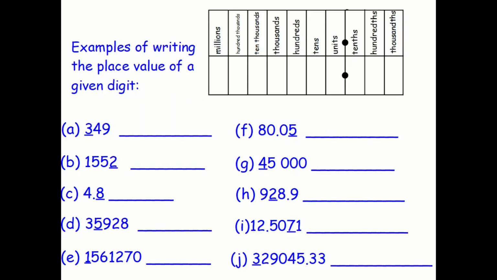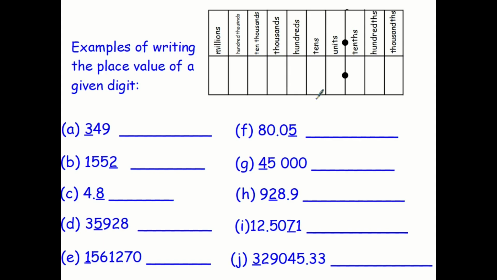Let's look at some examples of writing the place value of a given digit. So let's look at the place value of the underlined digit. So here I've got the number 349 in part A. So how do we figure out what the place value is of the underlined digit? Well, I strongly recommend that you look at your place value grid. So you've got the number 349, and it always helps actually to say the number as well. So the fact that I said 349 is a giveaway that the place value of the 3 is 300s. But let's have a look at how that looks in the place value grid.